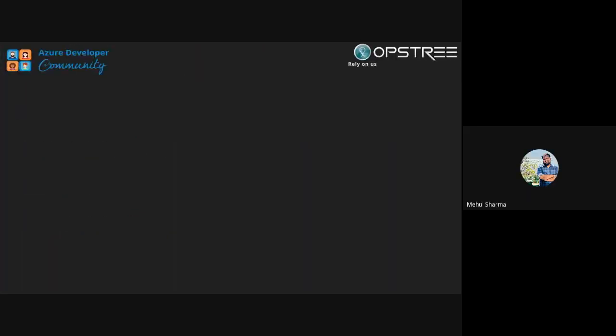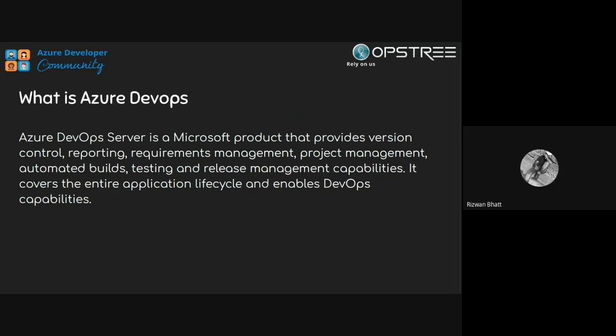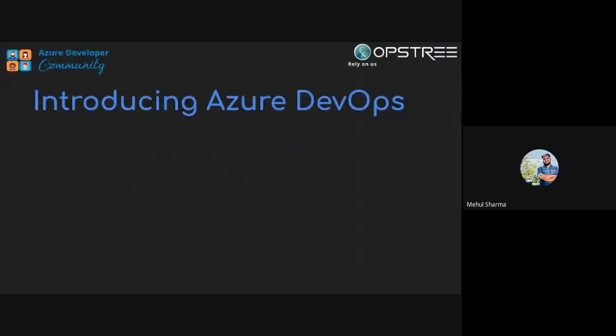Perfect. So now, if I talk about what is Azure DevOps, as I mentioned earlier, Azure DevOps Server is a Microsoft product that provides version control, reporting, requirement management, project management, automated builds, testing, and release management capabilities. It covers the entire application lifecycle and enables DevOps capabilities. Is it clear, everyone? Yes. Yes, it's clear. Wow, great.